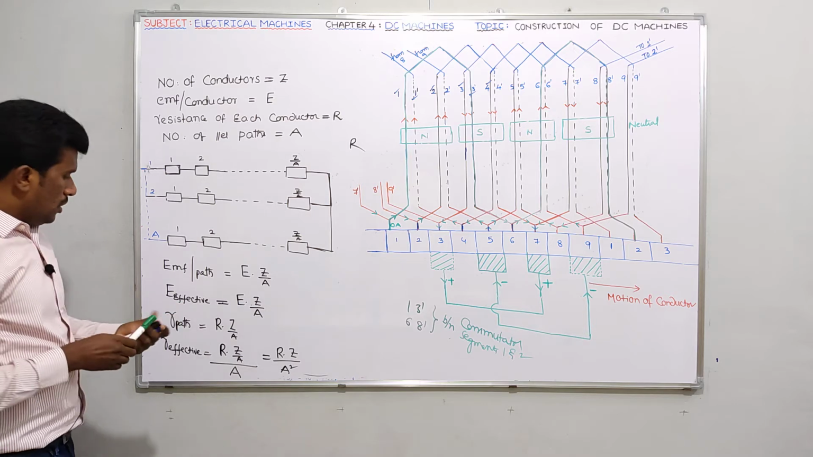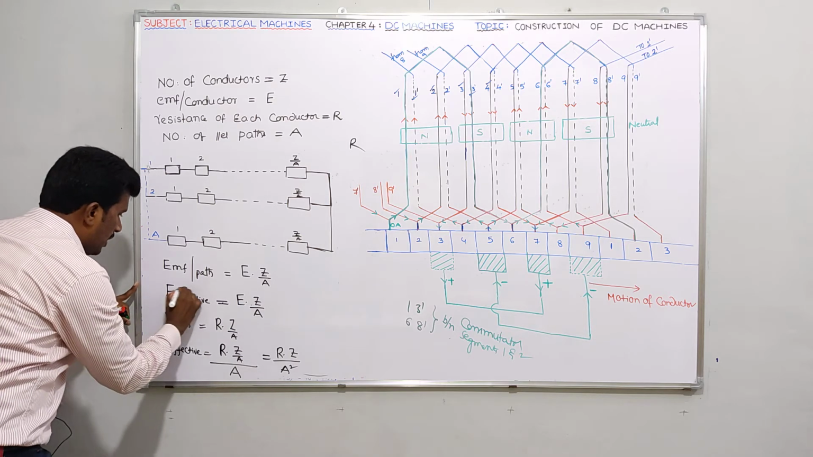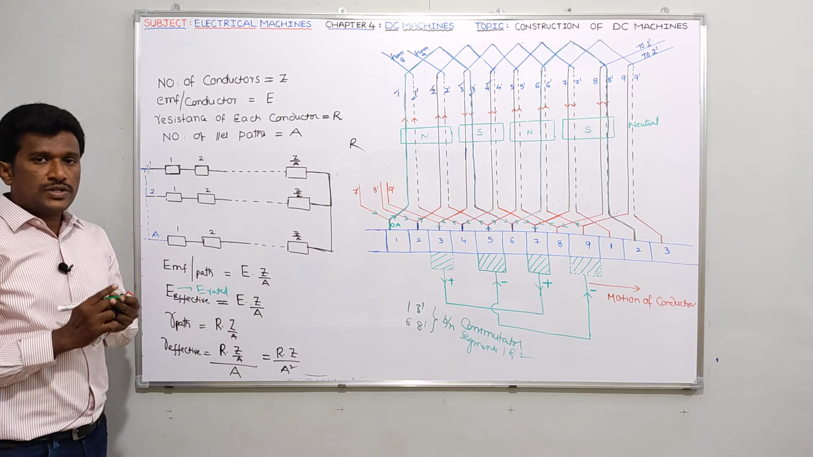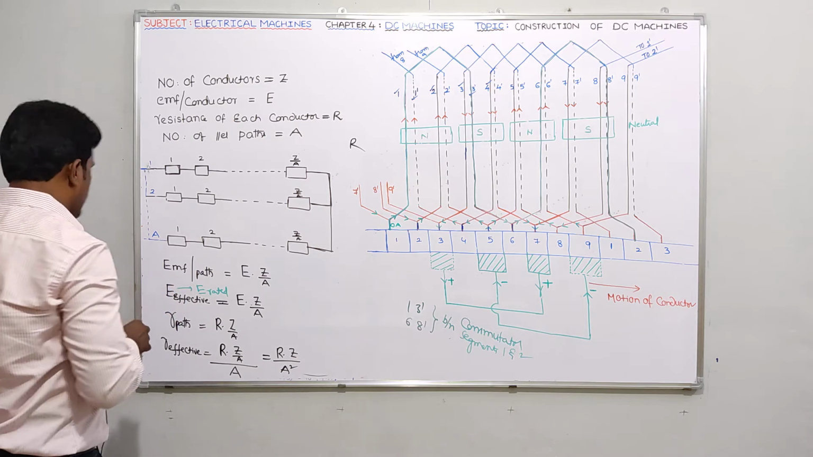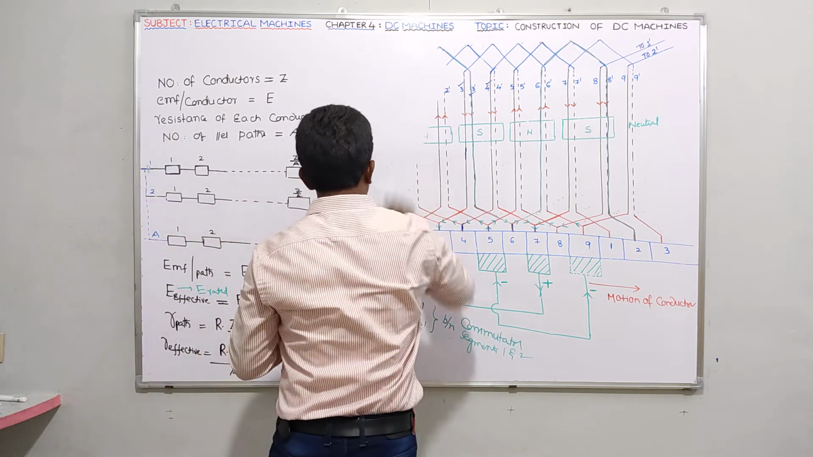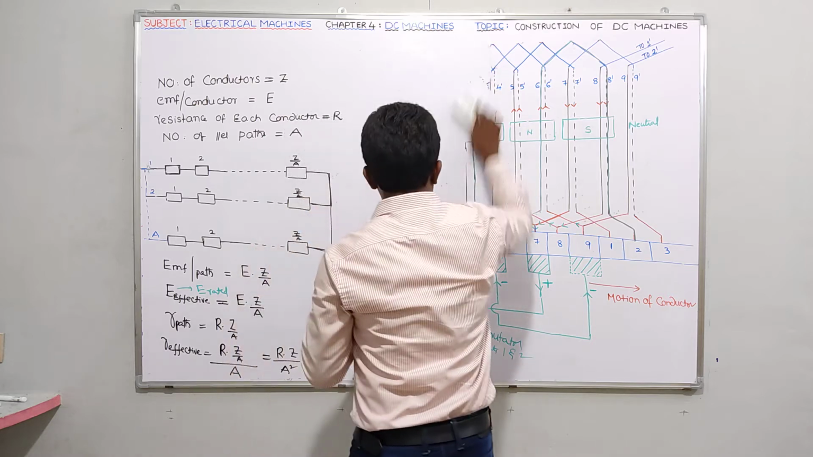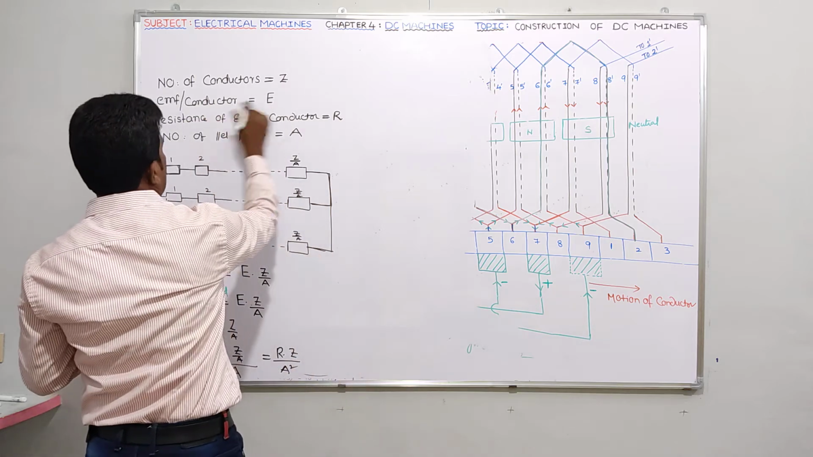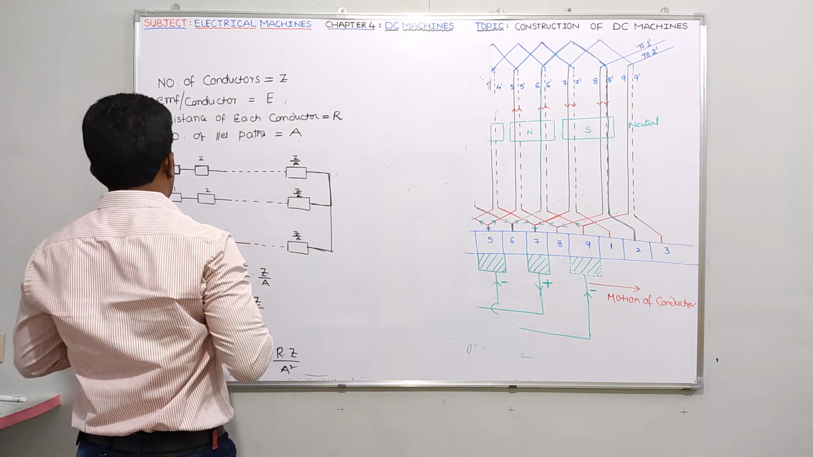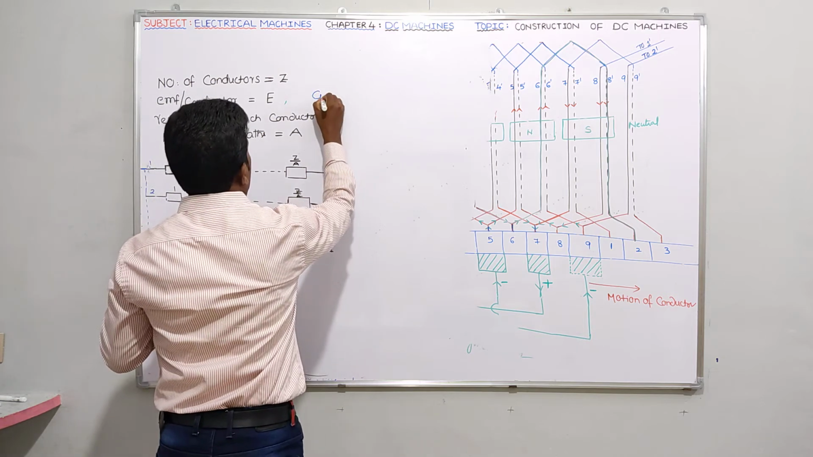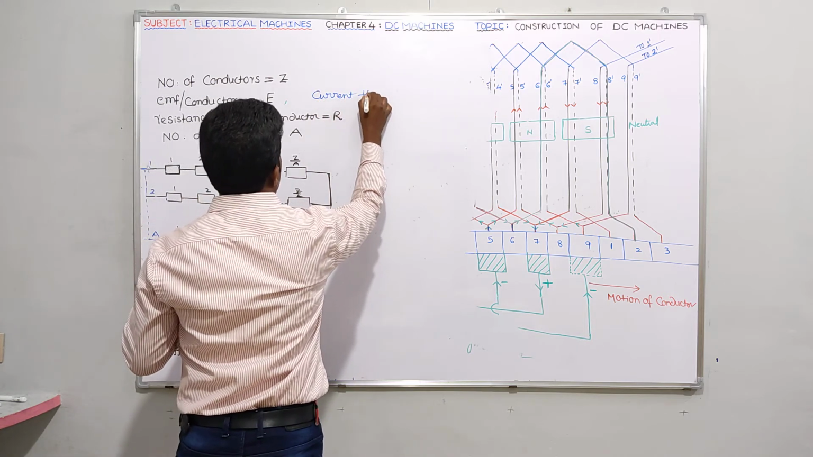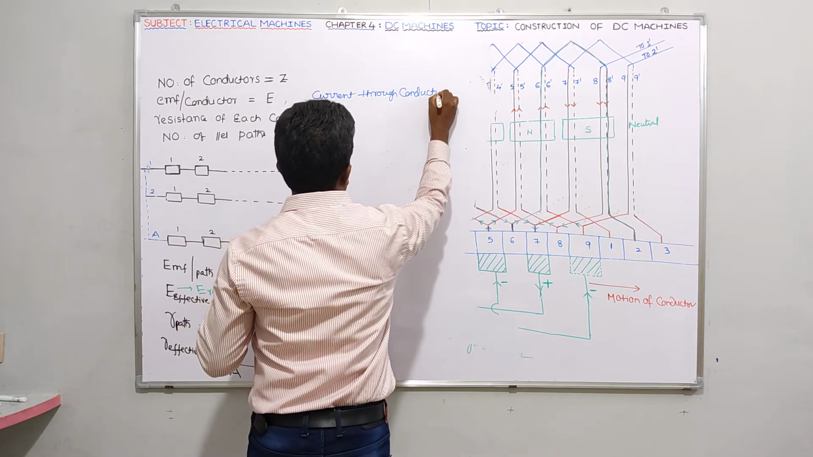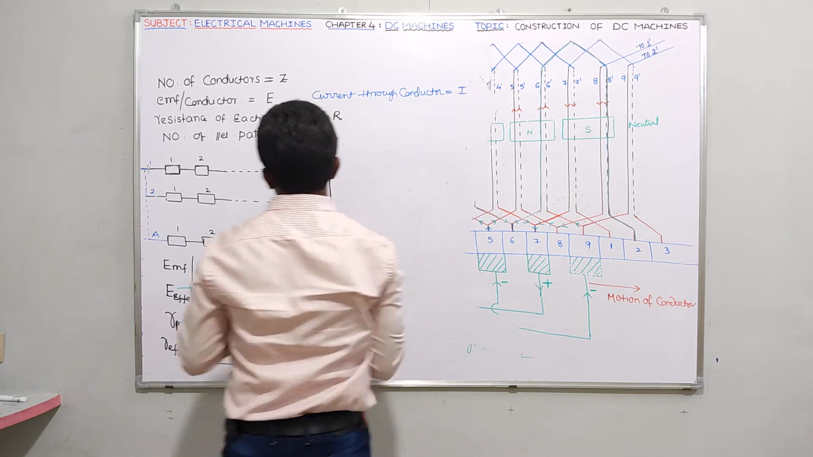You can call this effective EMF, or I can say rated EMF also. Nothing wrong. Now, guys, please tell me about the current. I am talking about the current through each conductor. Here I take the number of conductors. So please tell me, the current through each conductor is equal to, I'll take it as capital I.